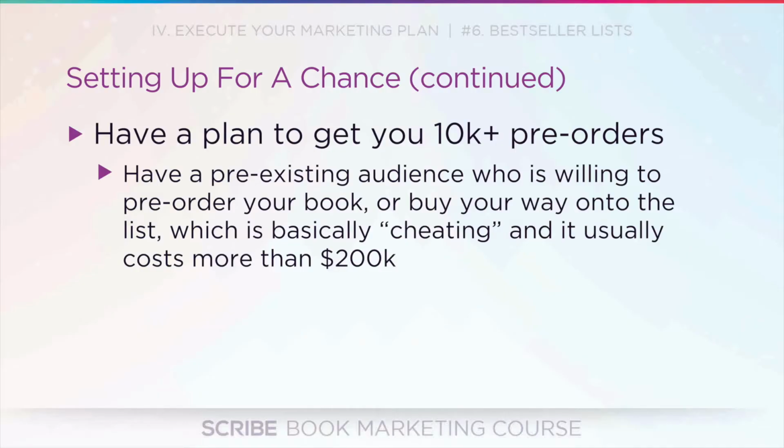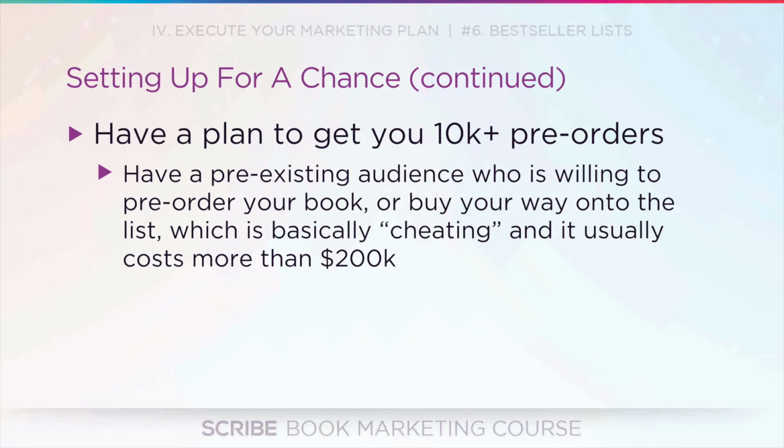Now, this means ordered or bought at a store, again, that reports to the appropriate authority, right? You can't just order 5,000 copies from your publisher. They're not going to count that. They don't care. So how do you get 10,000 pre-orders? There are 2 ways to do this. You already have an audience that's willing to pre-order your book. That's the main way. So you're somebody like Tim Ferriss or Seth Godin or whoever who has a big email list and a big blog, and you have people waiting to buy your book, which is really hard to do.